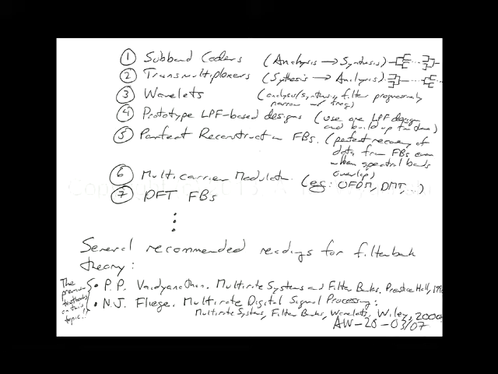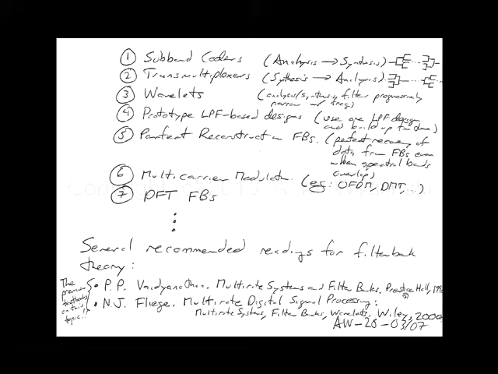But if you really want some great references on filter banks, only filter banks, there are two great books. The one is by P.P. Vaidyanathan. It's called Multi-Rate Systems and Filter Banks. It's from around 1991, 92. I think it's 92. And it's by Prentice Hall.